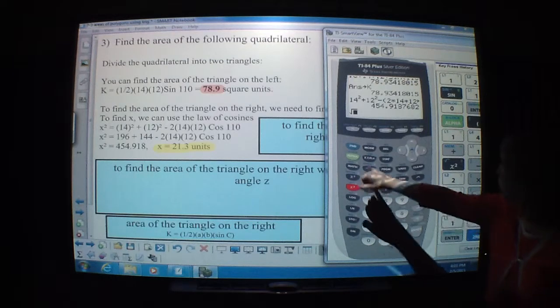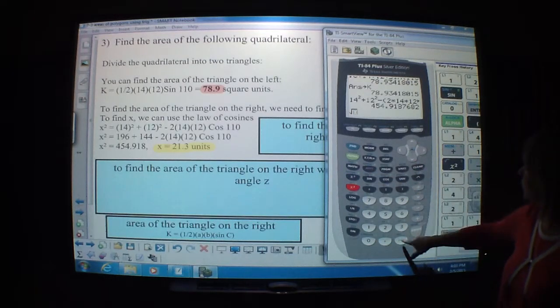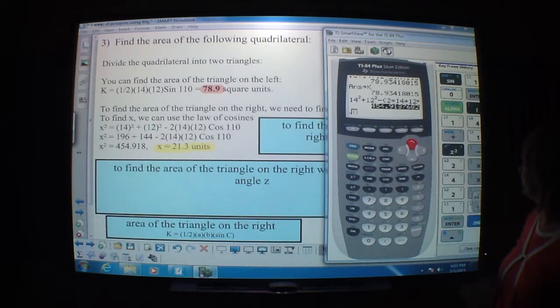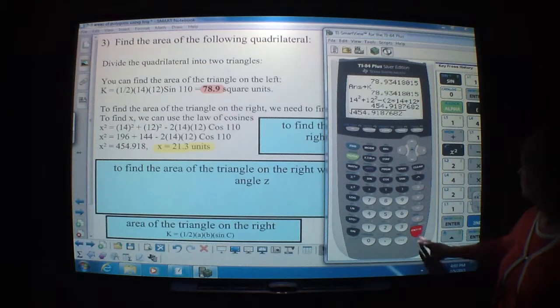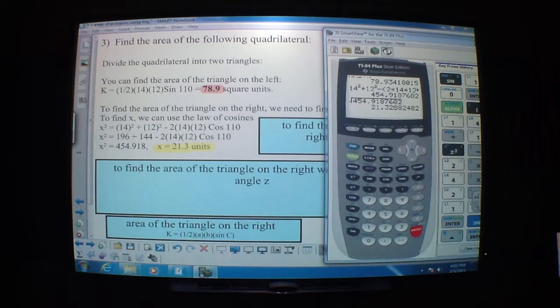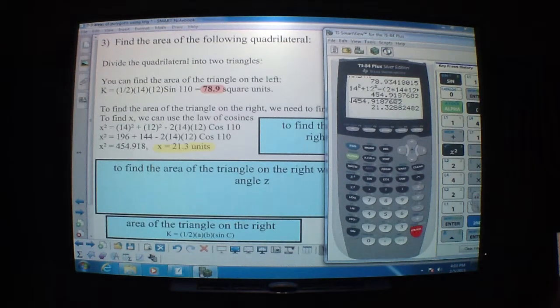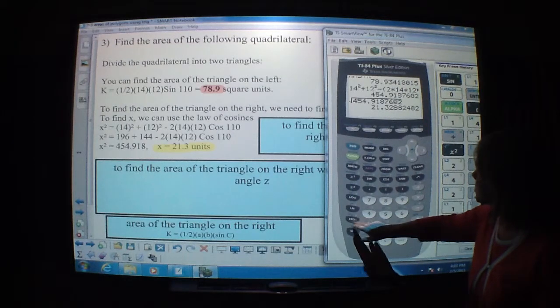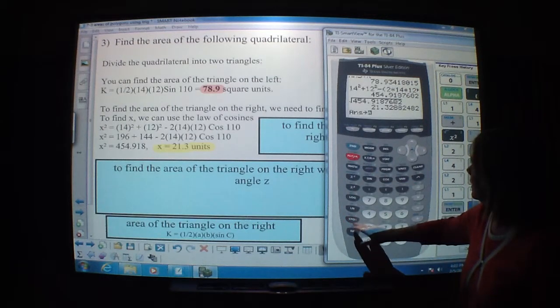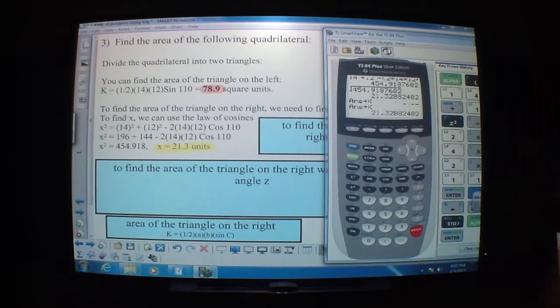And you can either pull up answer, which is blue there, but I think it's easier using the arrow key. Grab it, square root of that. 21.3. I'm going to store that because I'm going to need it for later. Since I called it X, I'll store it in X. Okay? So there's that one.